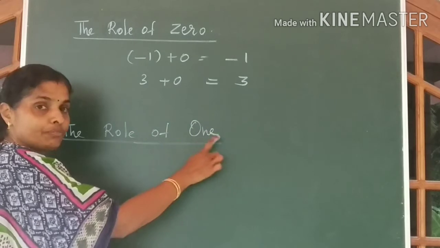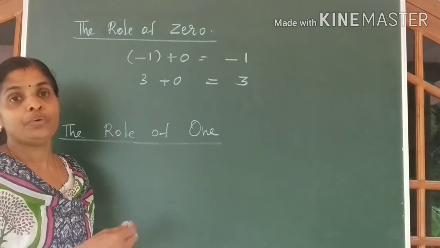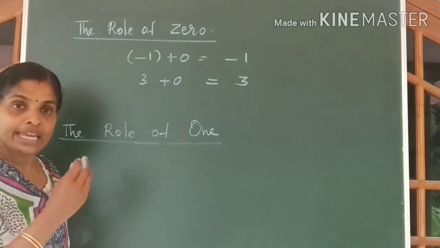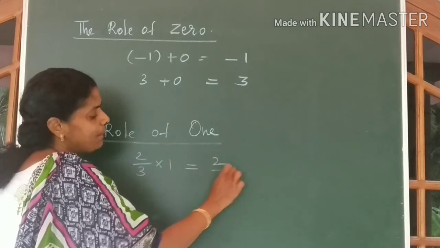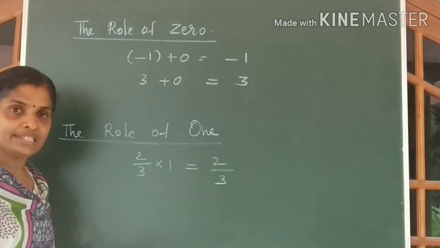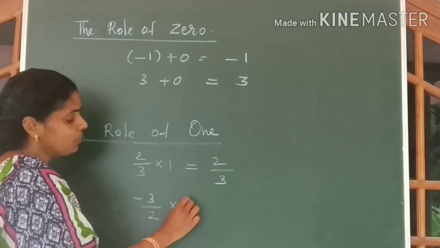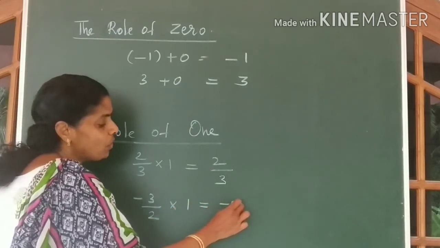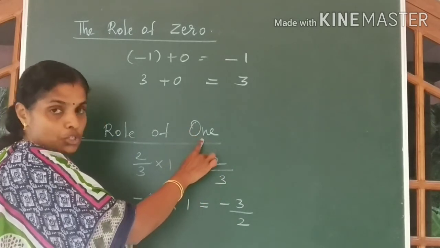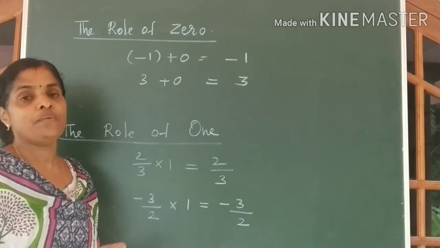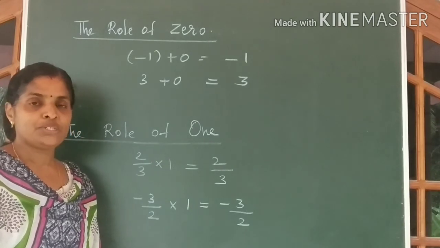Come to the role of 1. Whatever number you multiply by 1, you get back the number itself. Take a fraction, for example, 2/3 into 1. You get back 2/3. Let us consider a negative rational number, minus 3 by 2. Let us multiply it by 1. What do you get? You get back the number. So we call 1 the multiplicative identity for all rational numbers. Hope you understood my class.